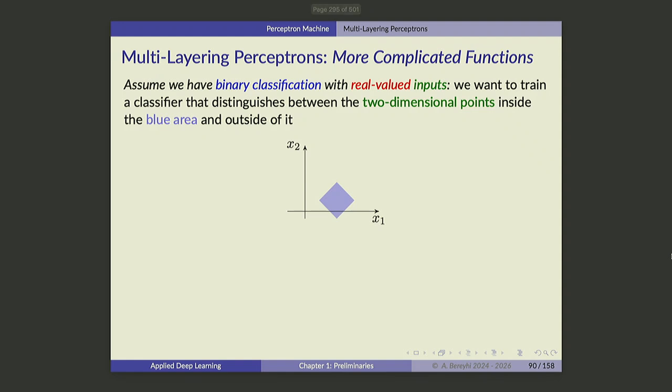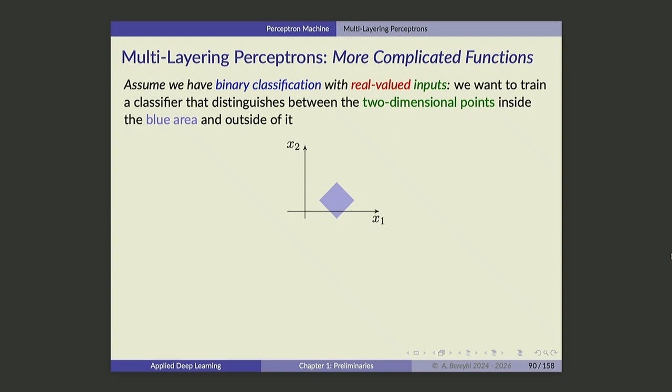Let's now consider the case, extending the idea. The problem is that maybe we don't have a binary function. We still have a binary classification, but the data points going into the perceptron are not necessarily binary, right? So it could be some classification problem like this. Any point inside the blue area is, for example, classified as 1. Any point outside the blue area is classified as 0, right? This is a problem that you want to solve.